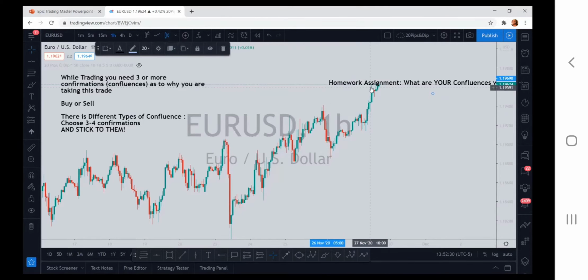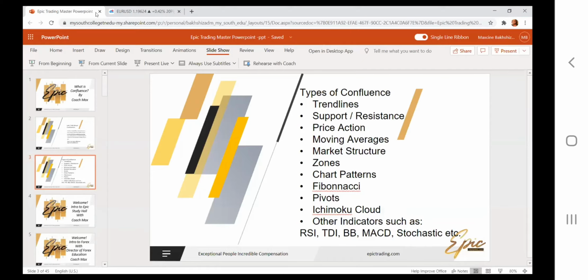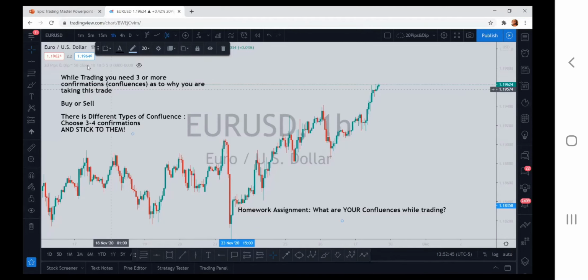Okay, so this is your homework assignment right here. What are your confluences while trading? Okay, is it trend lines? Is it support and resistance? Is it price action? Is it moving averages? Right, I didn't talk about that a little bit. So let me actually go here.